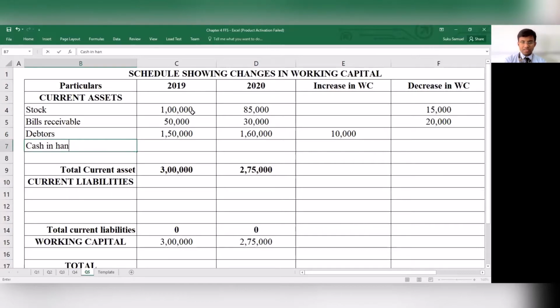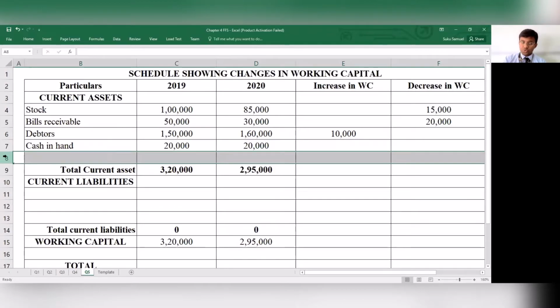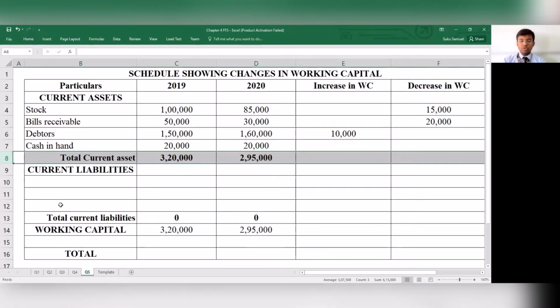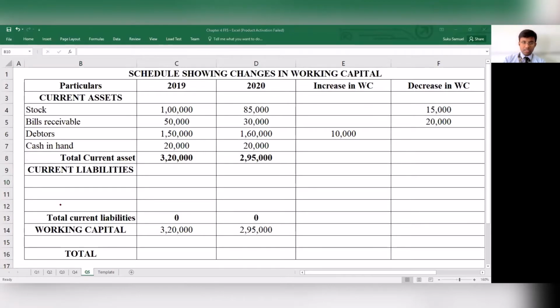Cash in hand is 20,000, and here also it's 20,000. What this means is that cash in hand remains the same. It has absolutely no impact. Now we have calculated the total of current assets for 2019 and for 2020: 3,20,000 and 2,95,000.